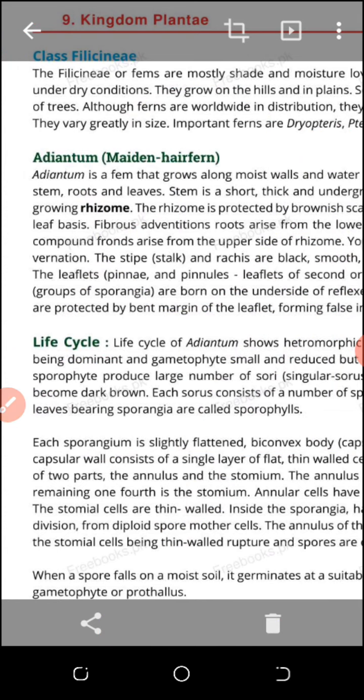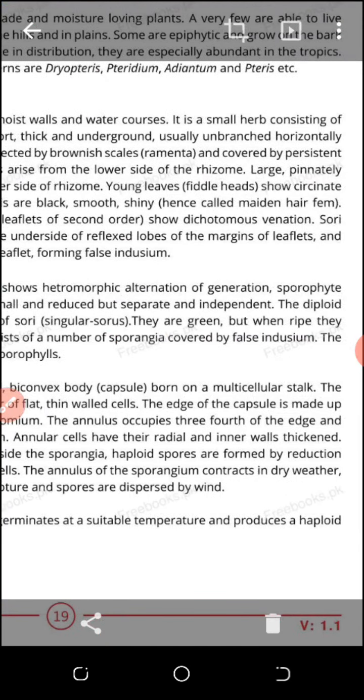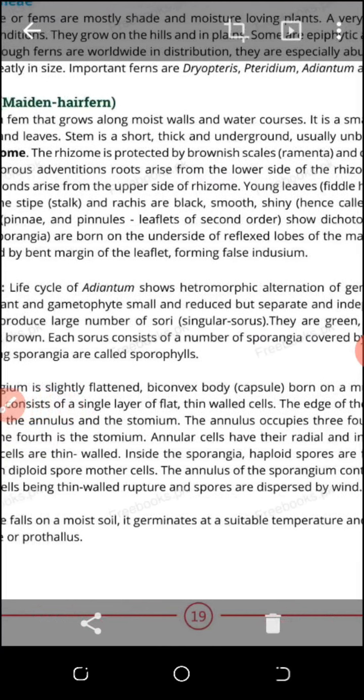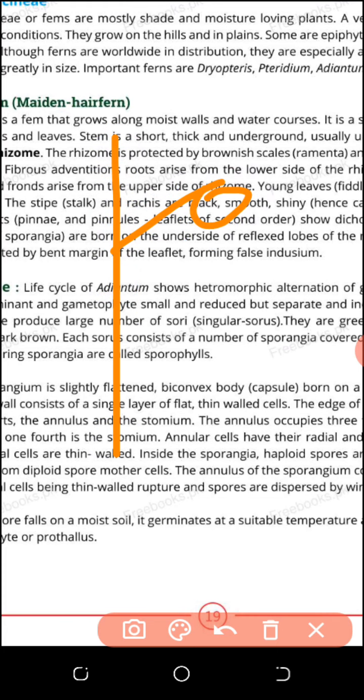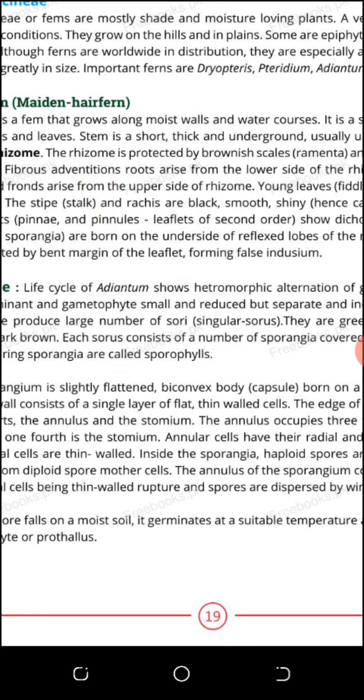Okay, I talk about another term about the adiantum. Adiantum is the plant which belongs to Filicinae. They are also called ferns. Their stem is called rhizome. Their life cycle is very interesting, which I will explain now. But before that, I will tell you that their leaves are folded during a young age, and their leaves open when they become adult. This is called circinate venation.